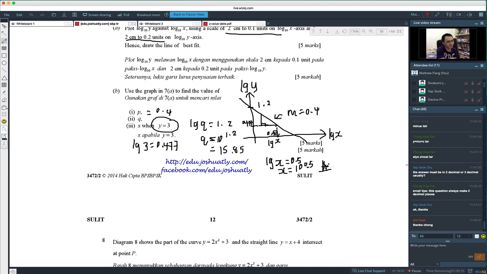Because a lot of students will lose marks when they get an x value and stop there. But this axis is not the x axis. This axis itself is the log x axis. So this is a very important concept.